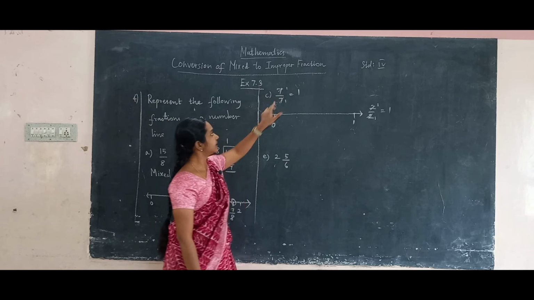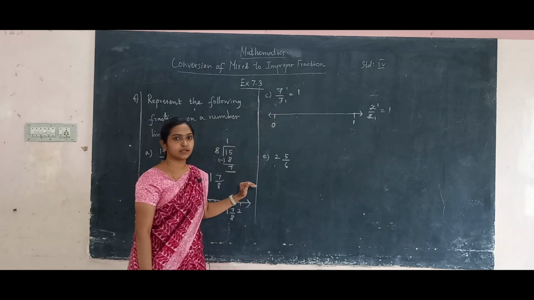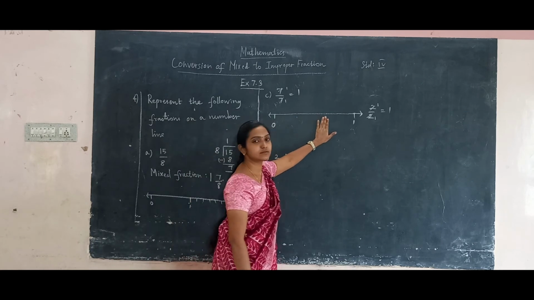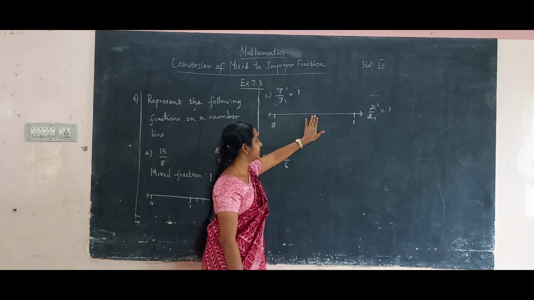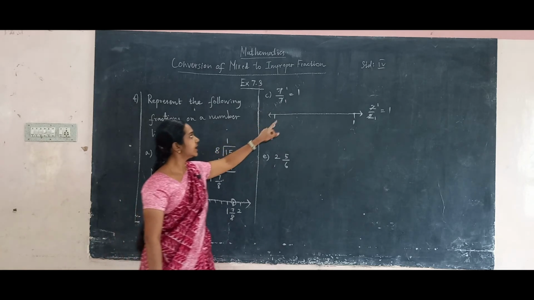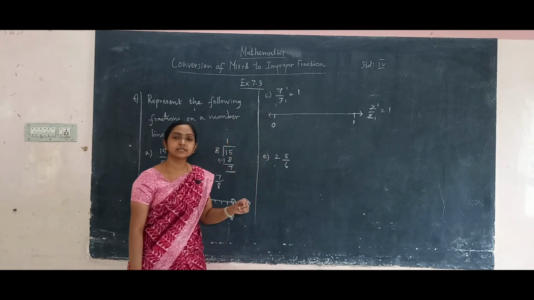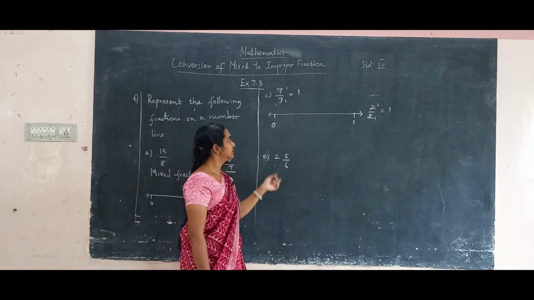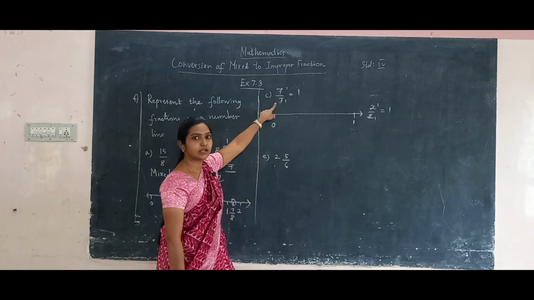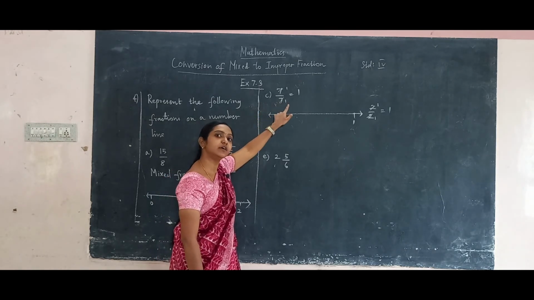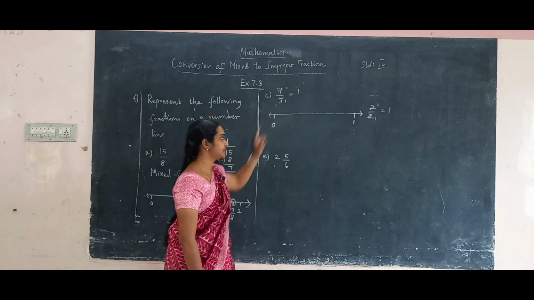The numerator and denominator are equal. So we can represent them in the number line. If it is an improper fraction, then we have to convert this into a mixed fraction and then represent it in the number line. But if the numerator and denominator are equal, we can represent them in the number line without converting into a mixed fraction.